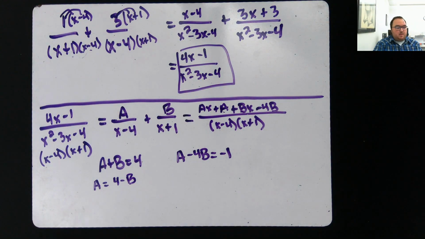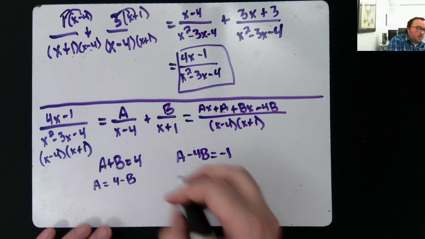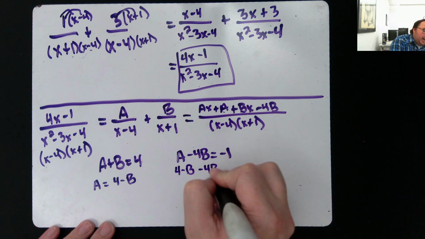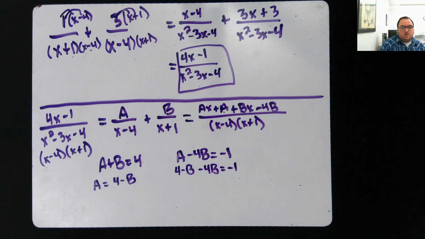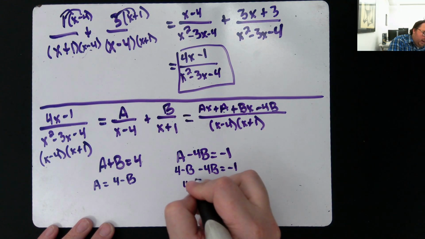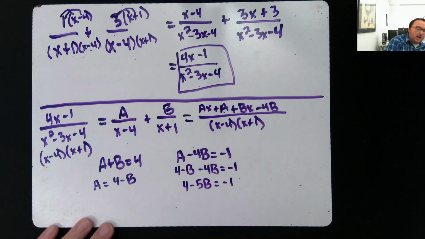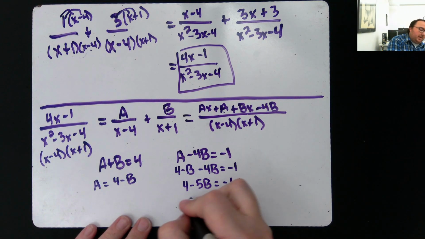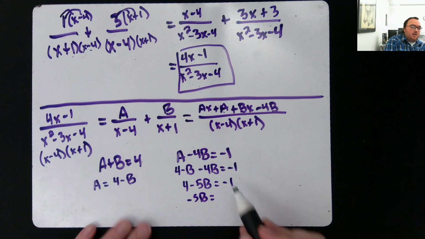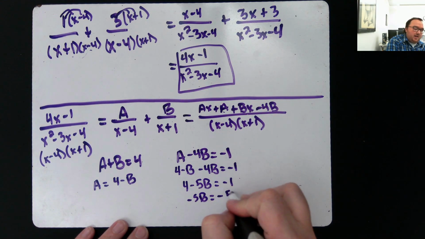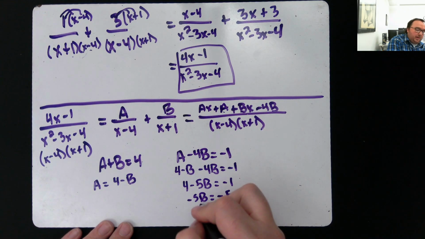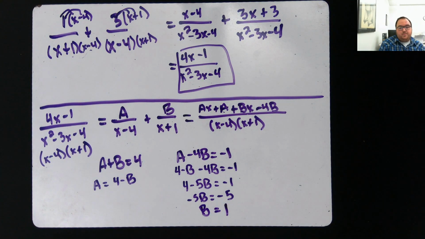So I know that. Plug this into that a: 4 minus b minus 4b has to be equal to negative 1. Negative b minus 4b is negative 5b. I'm solving it for b, so subtract 4, which would give me negative 5b equals negative 1 minus 4, which is negative 5. Divide by negative 5, and you get b is equal to 1.